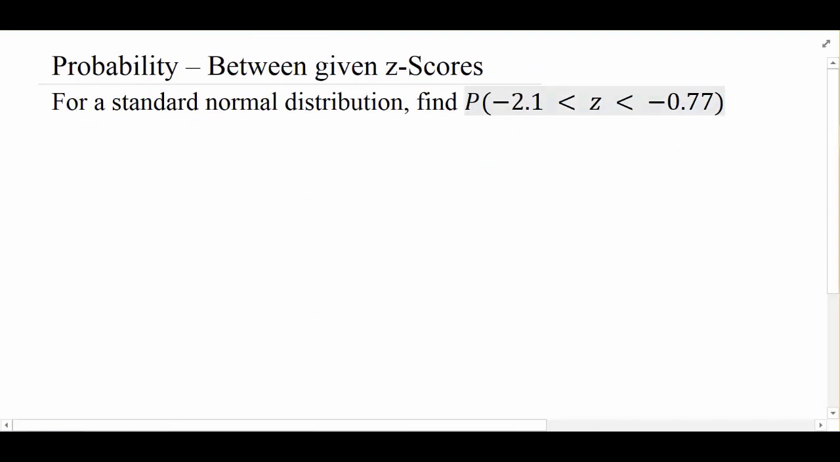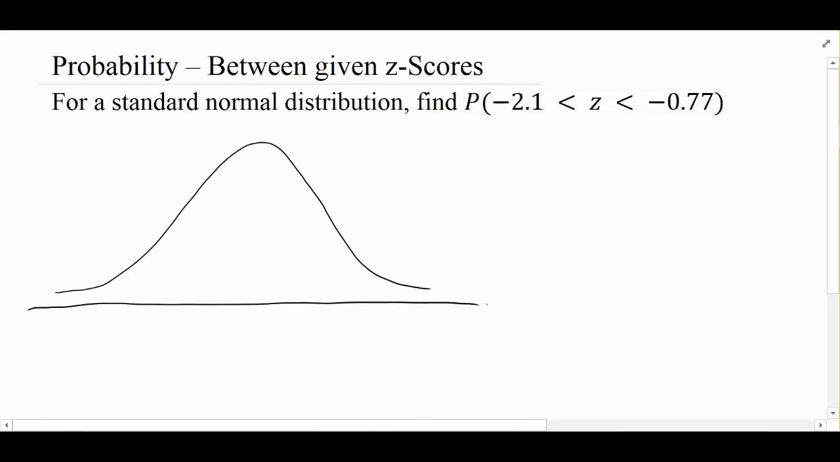Now let's talk about finding the probability between two given scores. So let's make sure we understand the basic idea on how to do this first, and then we'll go through the actual nuts and bolts of it. The basic idea of what's going on in a problem like this is if we look at the normal distribution chart, and we've got this z-score. This one is the negative 0.77 that's given to us. And we've got this other one that's negative 2.1.